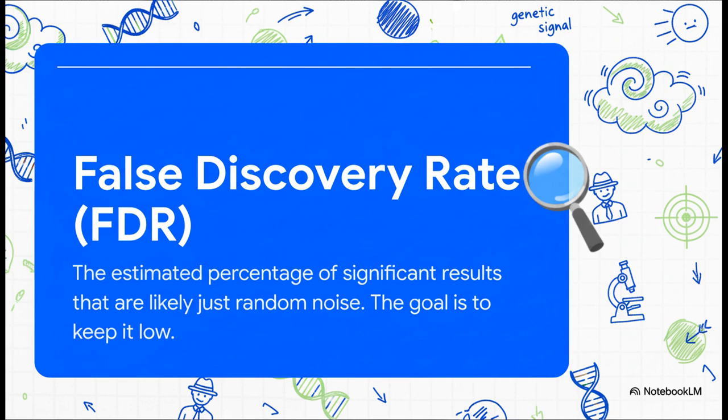Now, this is super important. When you're testing thousands of things at once, you're bound to find some that look important just by pure dumb luck. That's where a concept called the false discovery rate comes in. You can think of it as your fool's gold detector. It estimates how many of your so-called discoveries are probably just noise. You want to keep that number really, really low.